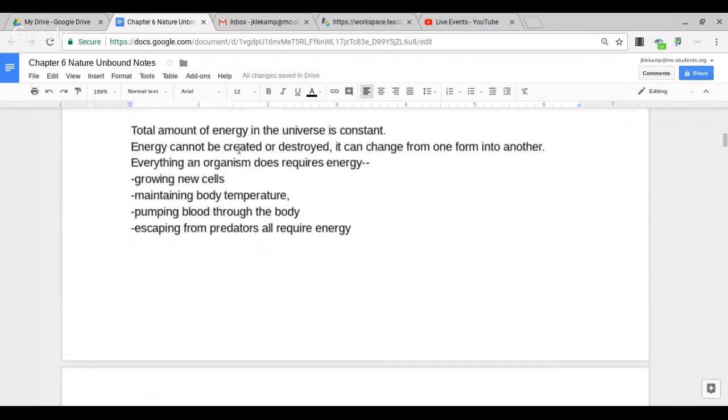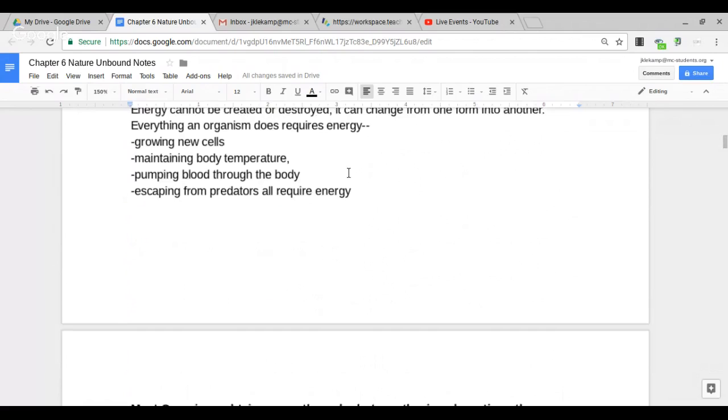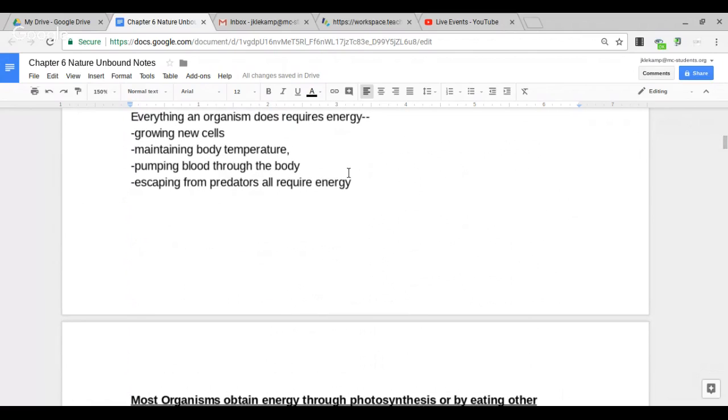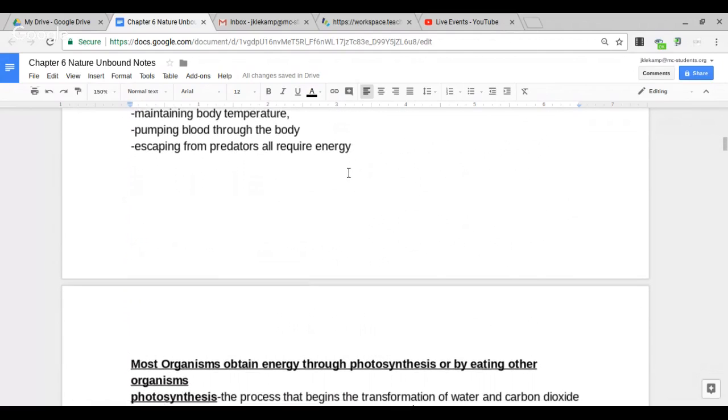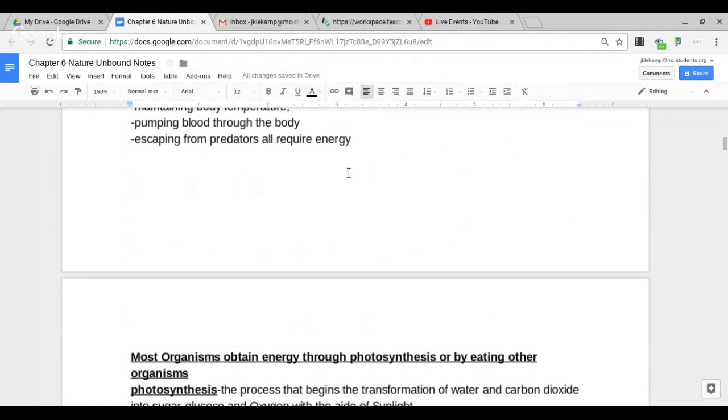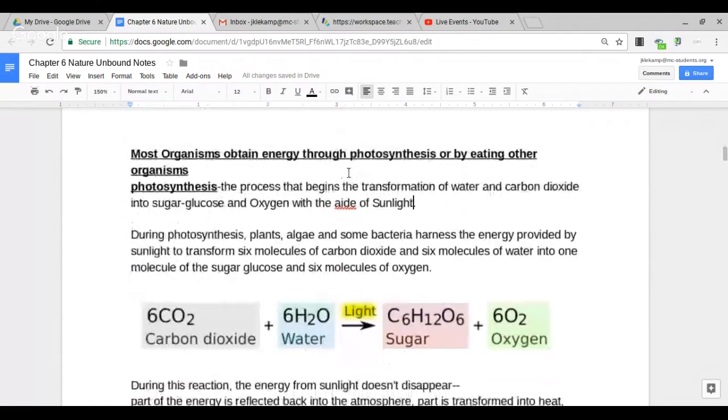Understand the total amount of energy in the universe is constant, so it can't be created or destroyed. It changes from one form into another, though. All organisms, everything an organism does requires energy, from growing new cells, maintaining body temperature, pumping blood through the body, moving, escaping from predators, all require some form of energy.